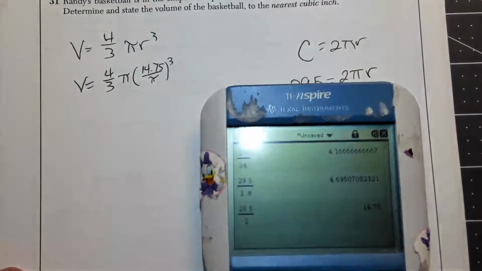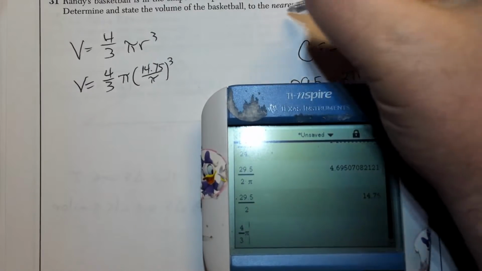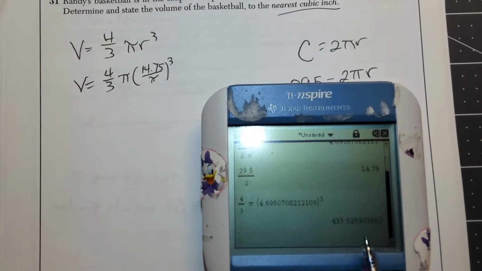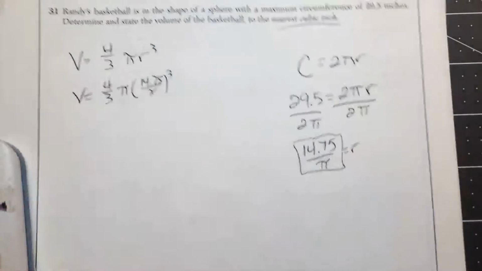Now I'm going to take my calculator. I'm going to do 4/3, and we're going to kind of cheat here. We're going to do pi. Now it says nearest cubic inch, so I know I'm going to use pi in the calculator. I'm not going to retype this fraction we just talked about. I'm going to go grab that number, and then we're going to do to the third power. If you want to make sure that it's going to multiply, you can put parentheses around it. So we do caret and then the 3, and there we go. Nearest cubic inch, we're rounding, so it should be 434.